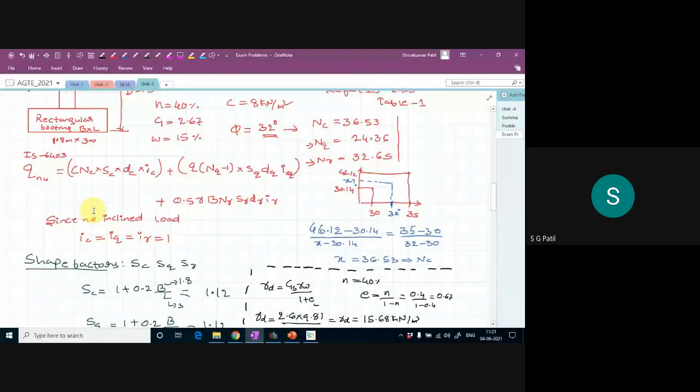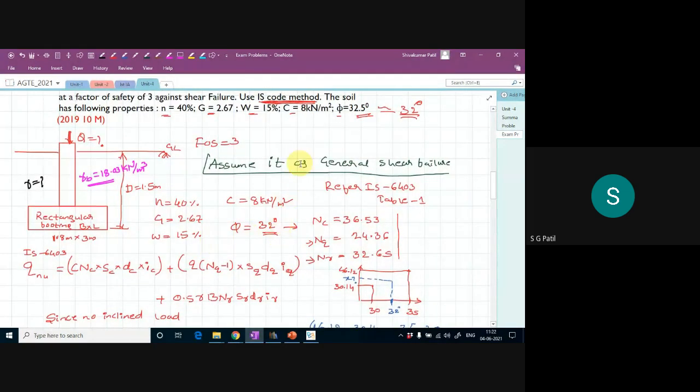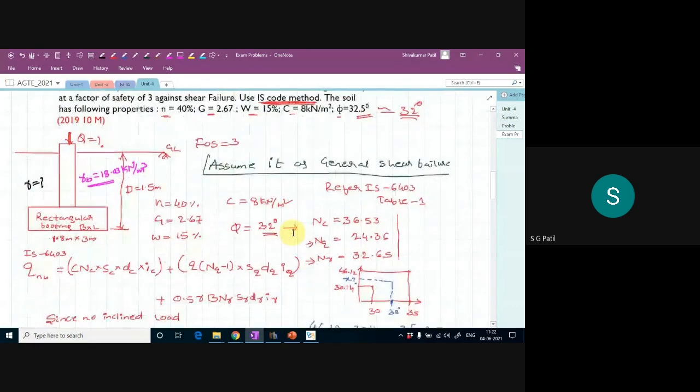Anyway, once you start your practice, these formulas will be at your fingertips. If you Google it, you will get all these formulas. But how to use that formula is more important than remembering the formula itself. Understood, no? Yeah. Any doubts regarding this problem?